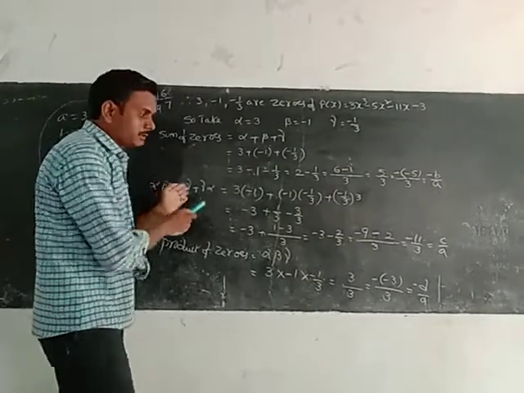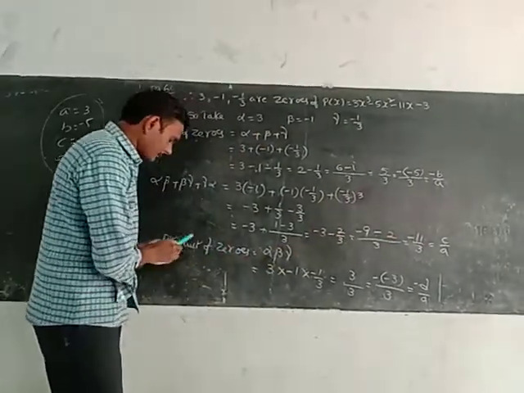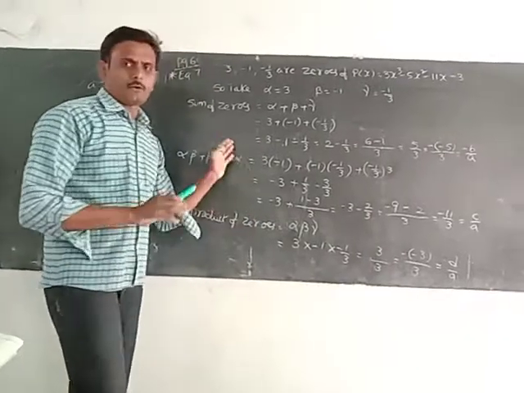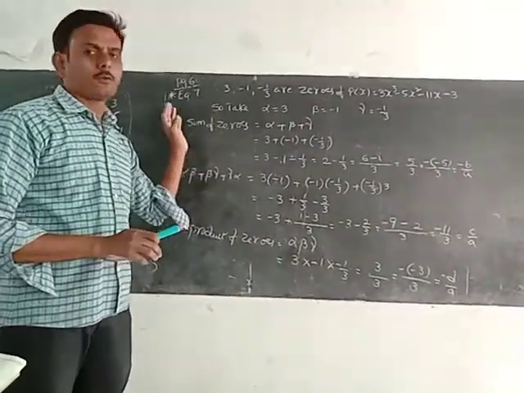Now, sum of zeros is equal to minus b by a. Sum of product of zeros is c by a. And product of zeros is minus d by a. Okay, this is very important from the exam point of view for a 4 marks question.